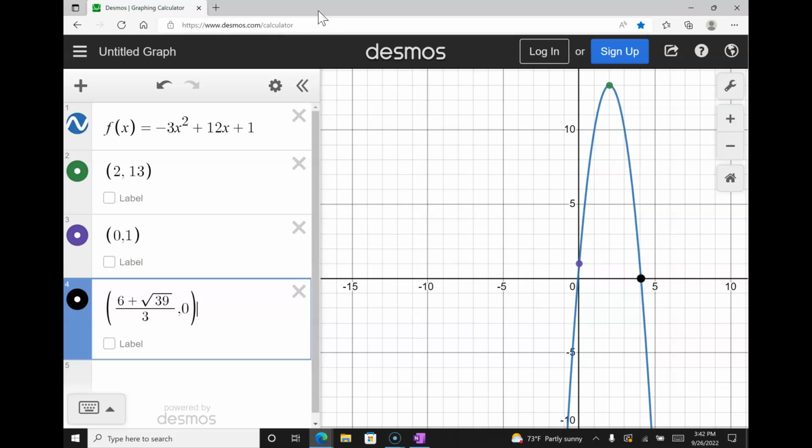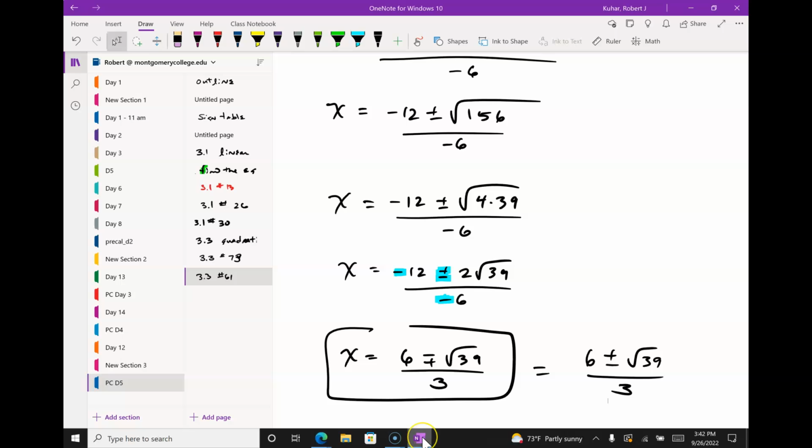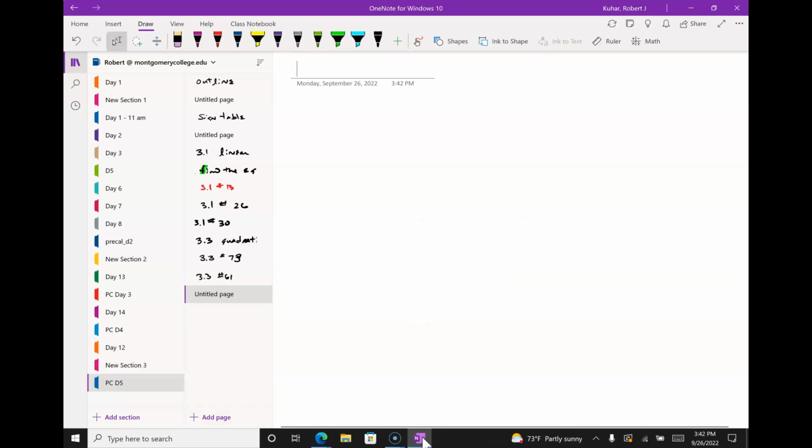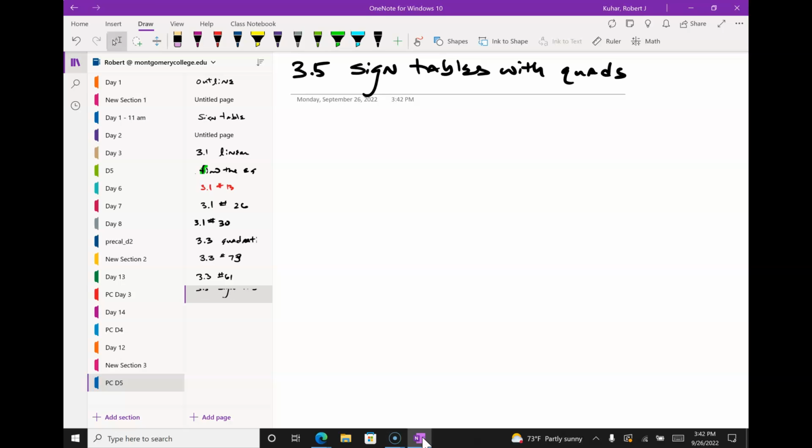Quadratic sine tables. Okay? So nothing to do because we know how to make a sine table. All we got to do is do a couple problems and we're finished.